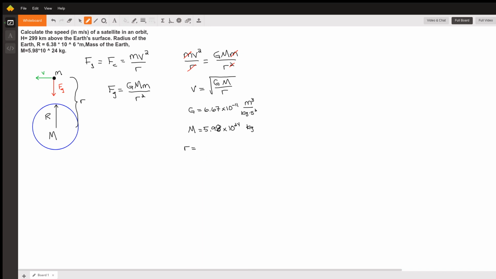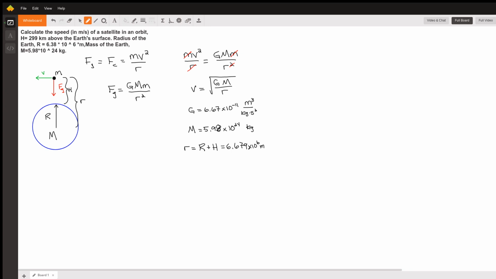So r, in this case, the radius of the orbit, is actually going to be equal to the radius of the Earth plus the height of the orbit. Right, radius of the Earth right here, and then the height of your orbit would be right here. And so 299 kilometers is the same as 0.299 times 10 to the sixth meters. And so if we add these together, you should get your total radius of orbit to be 6.679 times 10 to the 6th meters.